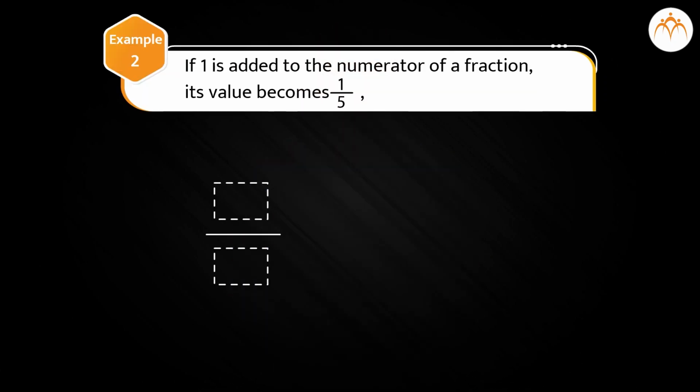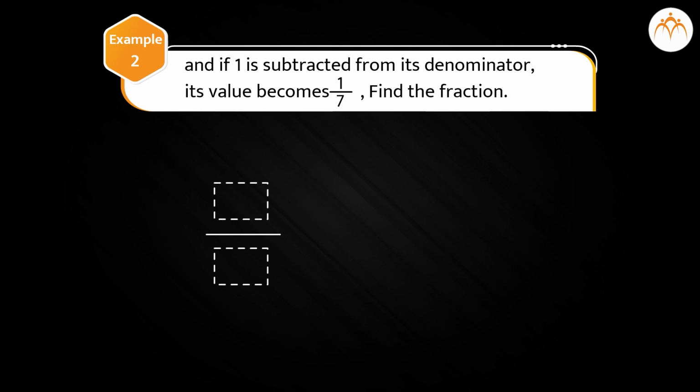Second example, finding a fraction. Example, if 1 is added to the numerator of a fraction, its value becomes 1 upon 5, and if 1 is subtracted from its denominator, its value becomes 1 upon 7. Find the fraction.